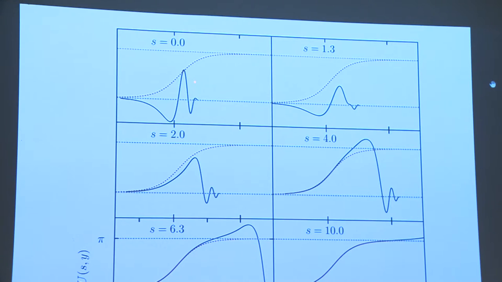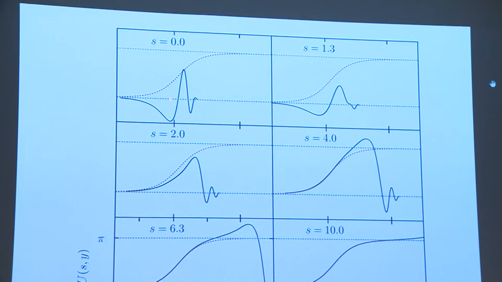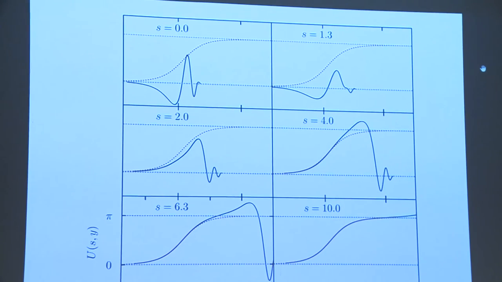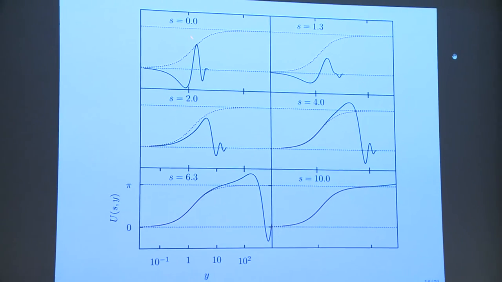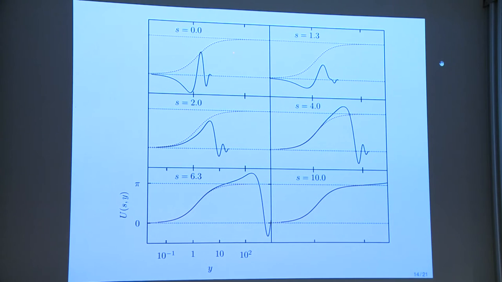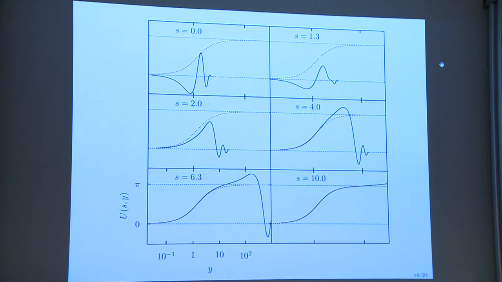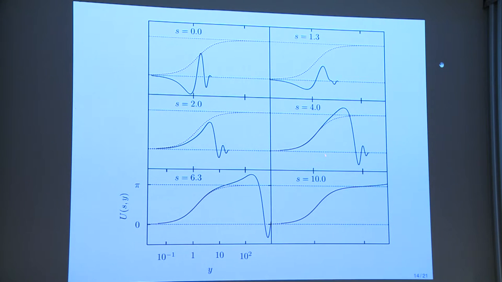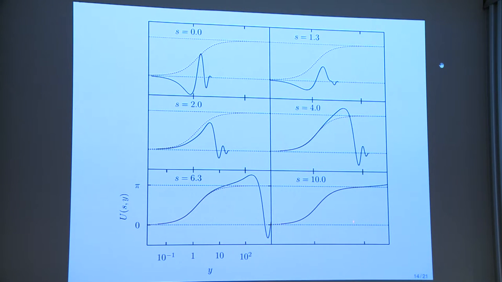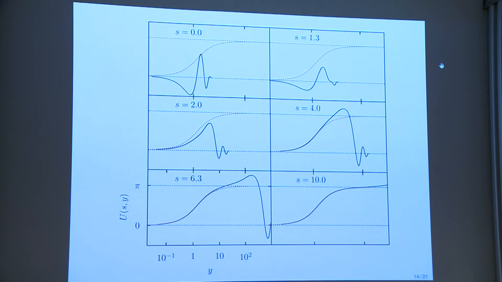These are snapshots. The initial data is shown by this black curve. This is in similarity variables. And the dotted red line is the self-similar profile. And you see as time goes on, the solution approaches this self-similar profile. So you see this is the light cone 1, and it approaches it also outside the light cone.